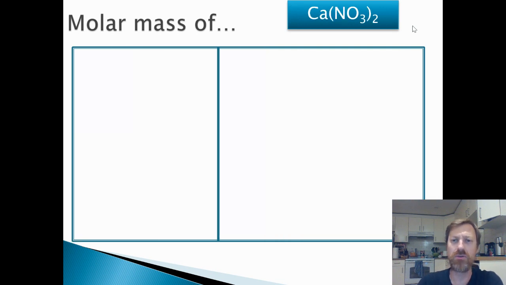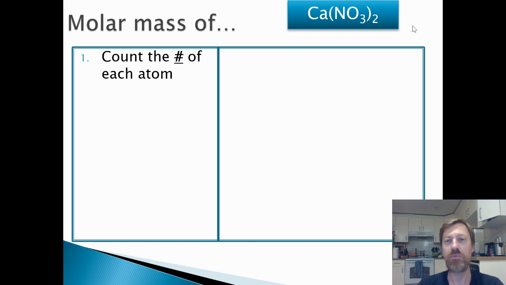We've got a new one here. It's calcium nitrate, Ca(NO3)2, with the NO3 in parentheses, then a 2. First thing we have to do is count the number of each atom. Remember, the parentheses means the 2 outside the parentheses distributes. So we have 2 nitrates. That means we've got 2 of everything inside the parentheses. Calcium's not inside the parentheses, so we just have 1 calcium.